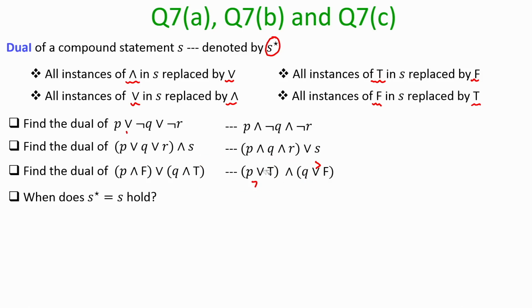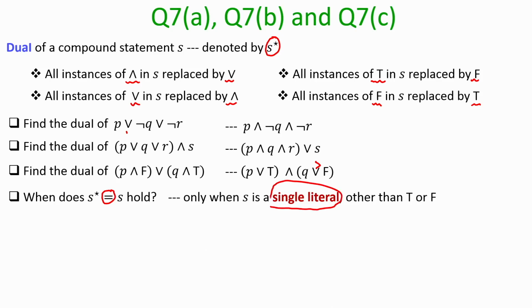Now, the B part of question 7 asks the following. It says, when is it possible that the dual of the statement is exactly equal to the original statement? I stress I am asking here exactly equal, that means structurally, formula wise it is exactly the same proposition as the original proposition. I am not saying logically equivalent. Okay. And the answer is very simple. S star will be equal to S only when S is a single literal, and that too different from the constants true or false.